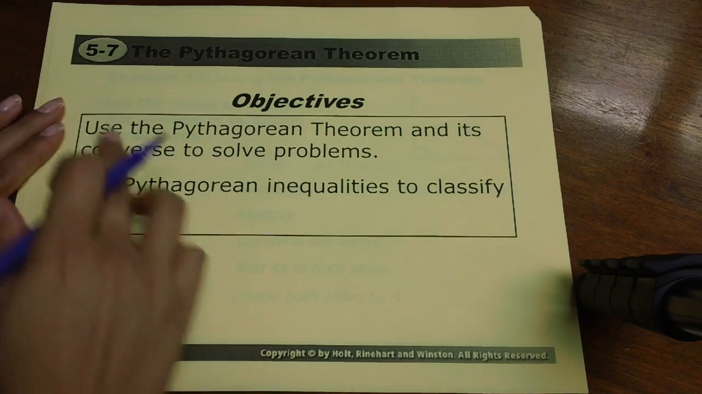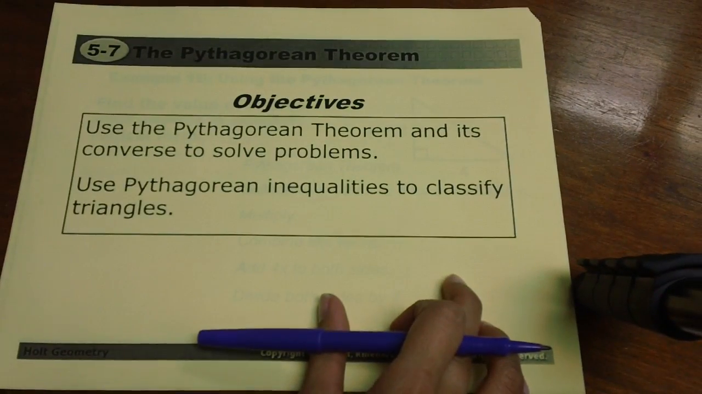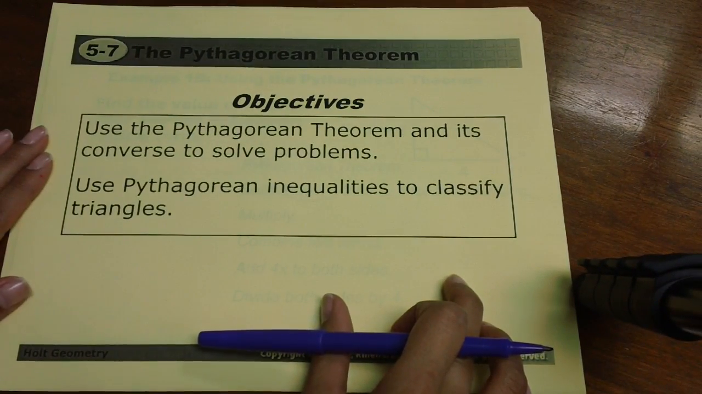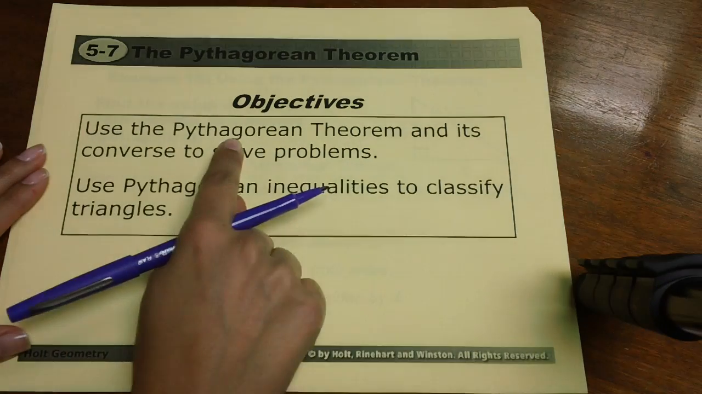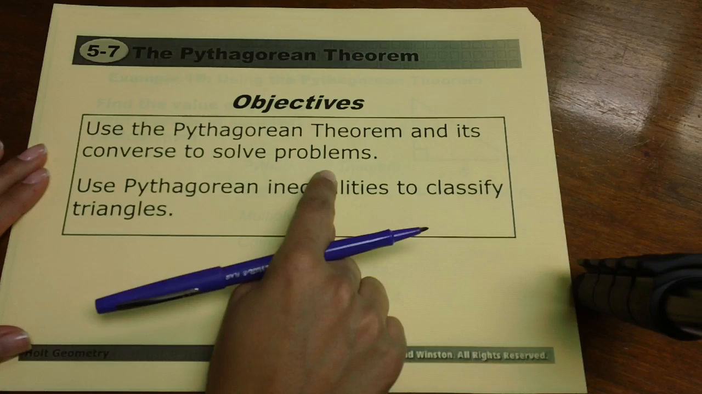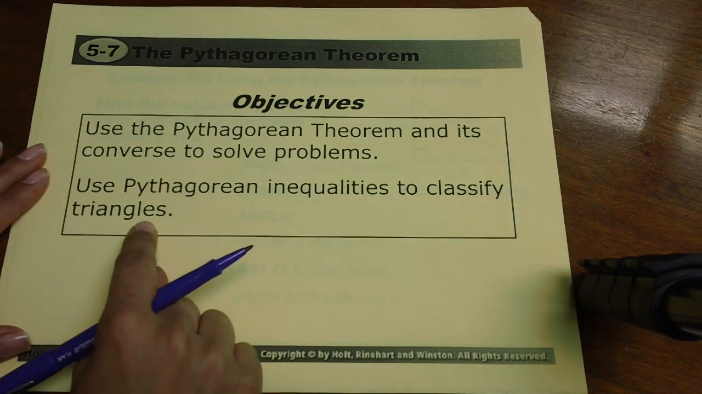We're talking about Chapter 5, Section 7, the Pythagorean Theorem. This is a review from before, so it should start out pretty easy, and then we're going to introduce the new geometry stuff. Your objectives are to use the Pythagorean Theorem and its converse to solve problems, and to use the Pythagorean inequalities to classify triangles.